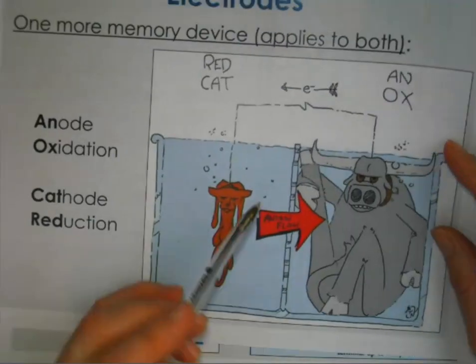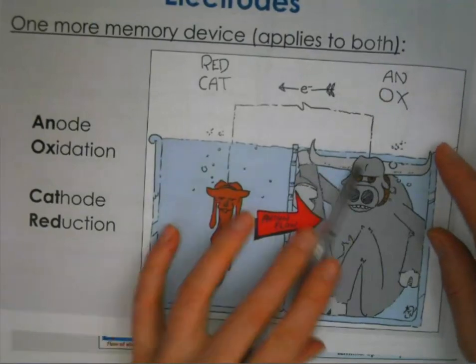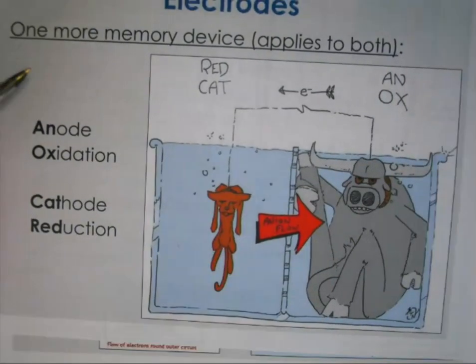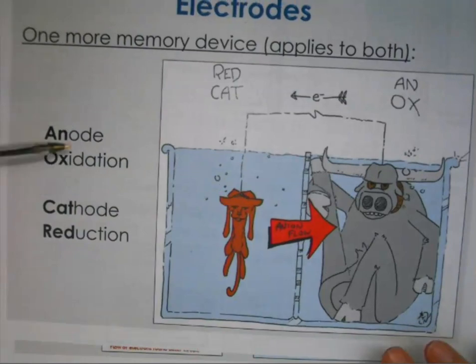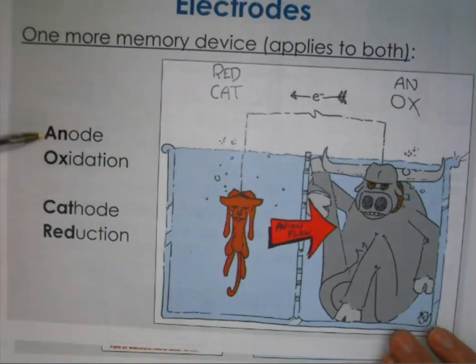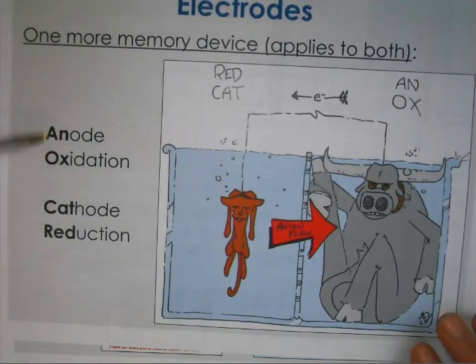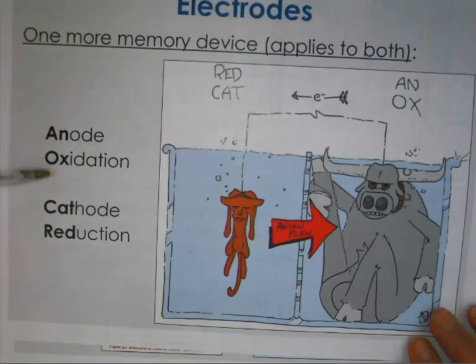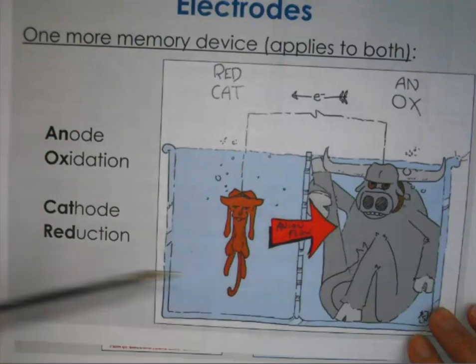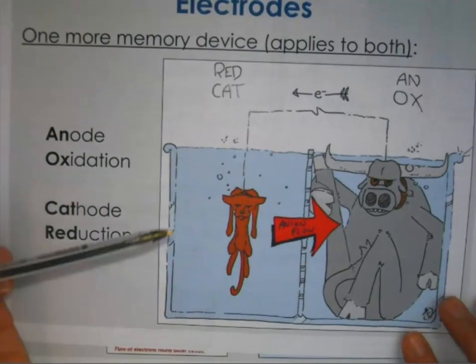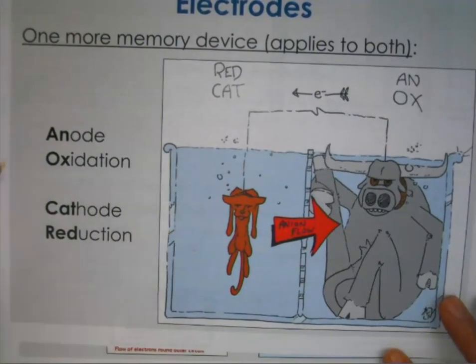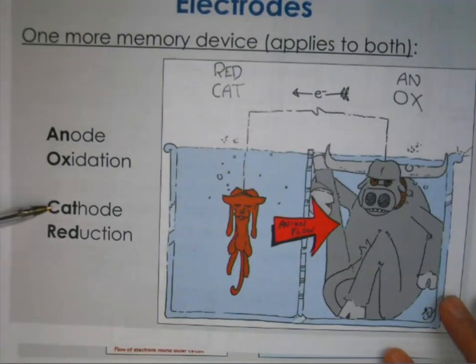Now, of course, the only version of this picture I could find is going the wrong direction, which isn't great. So the main thing that I would pull away from this is, for me personally, this is the most mnemonic device that stuck with me really well, is that we have an ox and a red cat. So just always remembering that anode goes with oxidation and reduction goes with cathode, okay?